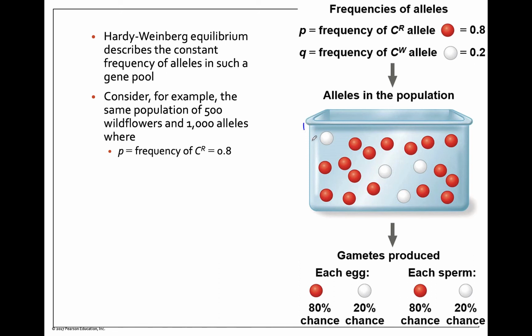All right, so here we can see, here's my population. And instead of sorting these into individuals, we've just got the alleles kind of floating around. These are the alleles for the snapdragons, the flowers. So our dominant allele P is CR for red, and our recessive allele Q is CW for white. If we just look at all of the alleles in the population, we can see that there's 80% red, so P is equal to 0.8.